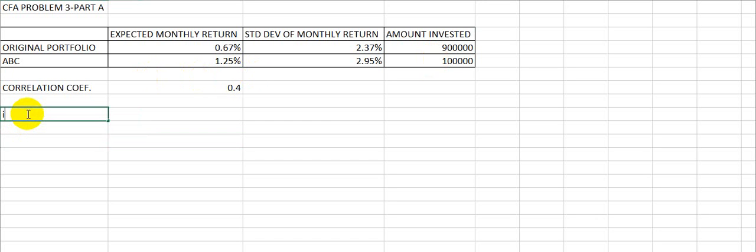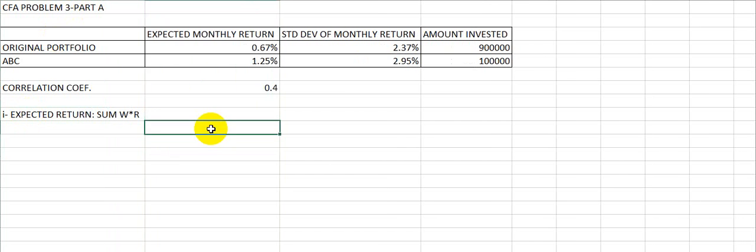Okay, so this is the first question. Expected return, which is the sum of weight times return. So first we need to calculate the weight for each investment. Before calculating the weight of each investment, let's calculate the total investment. Total investment is $900,000 invested in her original portfolio, plus the additional $100,000 invested in ABC stock. So the total will be $1 million.